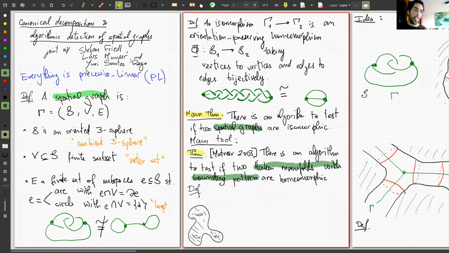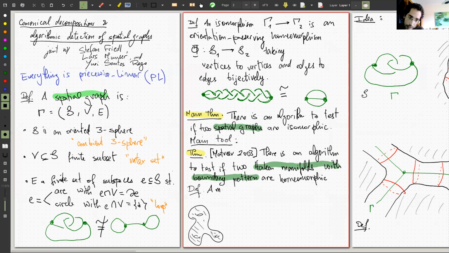So of course, the spirit of our main idea is going to be along the lines of translating a spatial graph into one of these objects and then comparing them using Matveev's theorem. So let's see what this means. What is a manifold with boundary pattern?